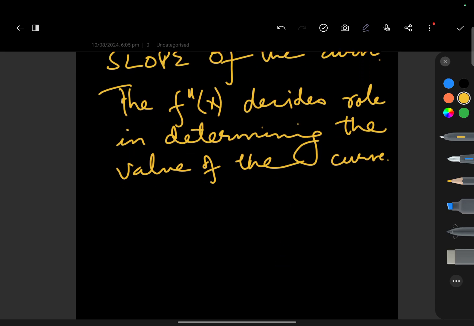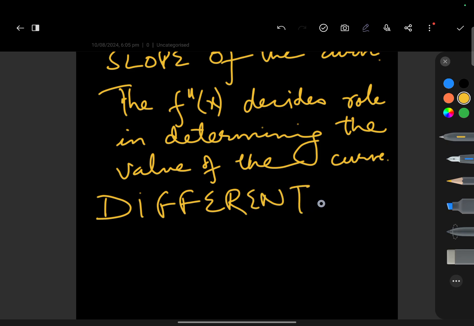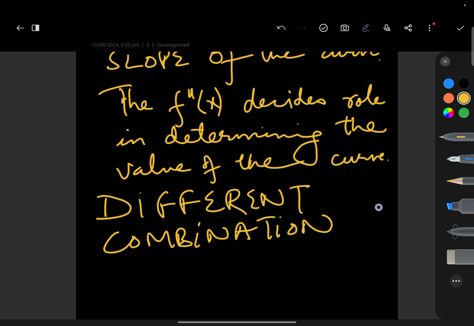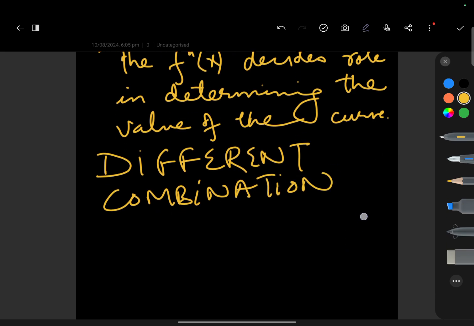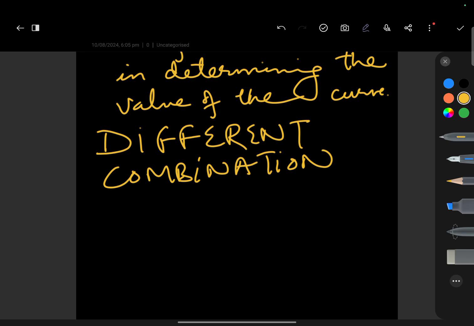So there are some combinations. We have 4 different combinations of these derivative properties and the nature of the curve. We will show you graphically. So first function is the first case, case 1. This is the first combination.